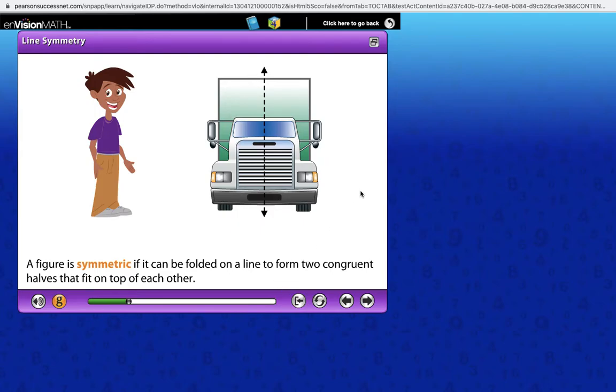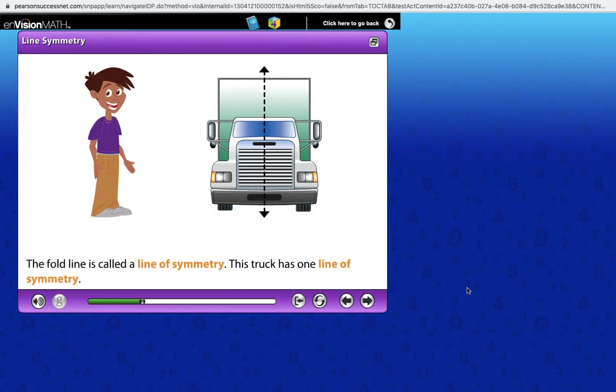So a line of symmetry is going to form two congruent halves that can fit directly on top of each other. If I were to fold this picture right on this line and put this side on top of this side, they would fit perfectly because the right side is symmetrical to the left side. So two congruent sides are sides that are the same. The fold line is called a line of symmetry. This truck has one line of symmetry. So that is another point that I want to talk about.